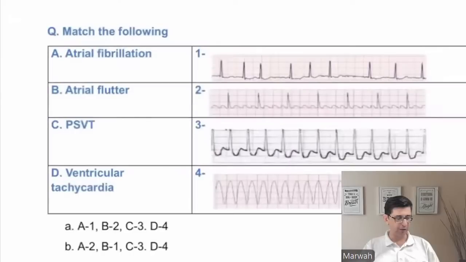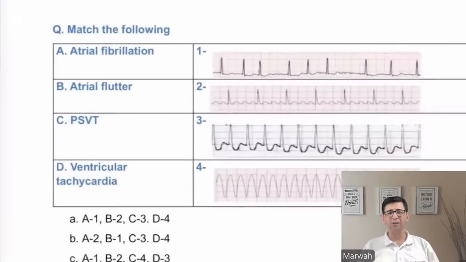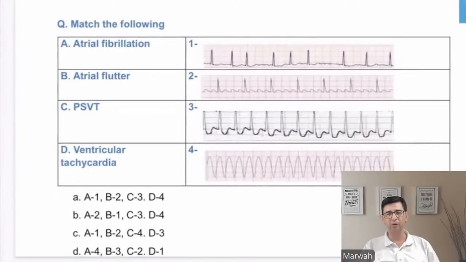Okay guys, we are sorted from this one. I think this I don't need to explain. I am not sure whether it was match the following or which way. There are 4 ECGs for atrial fibrillation, atrial flutter, PSVT, and then ventricular tachycardia. So I've sorted them out for you. You can let me know if this was match the following or what kind. That would be great. But I think there was a question on the common tachyarrhythmias.